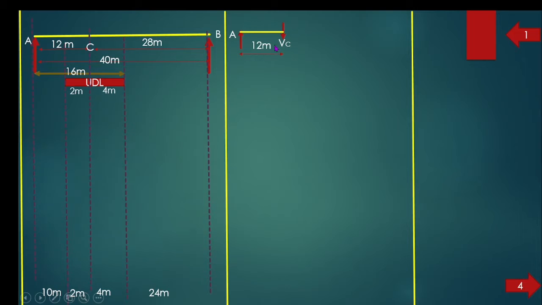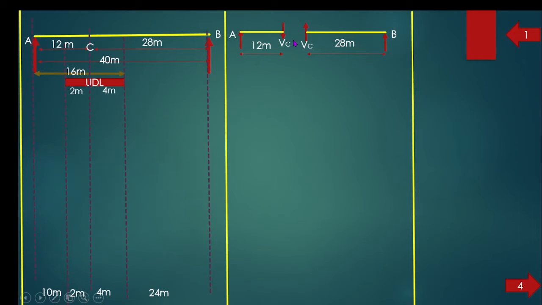C, and we'll have a force here, force C, and this force and this force should be equal and opposite for this system to be in equilibrium. For this system to be in equilibrium, the introduced force Vc here and Vc at the right hand side should be equal and opposite. That's why we have Vc and Vc. These forces are equal and opposite, so the system will still remain in equilibrium.